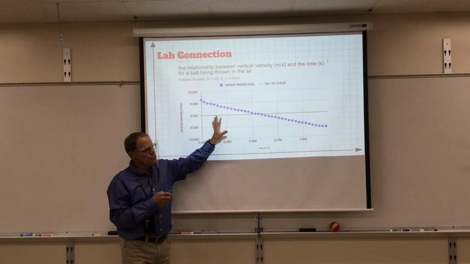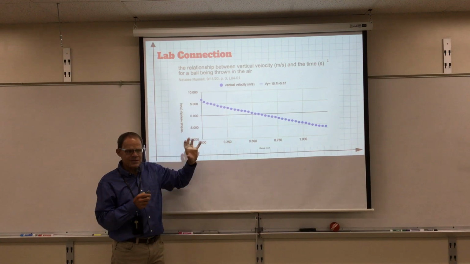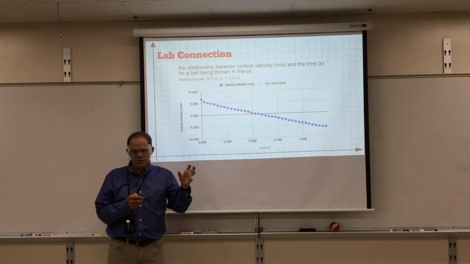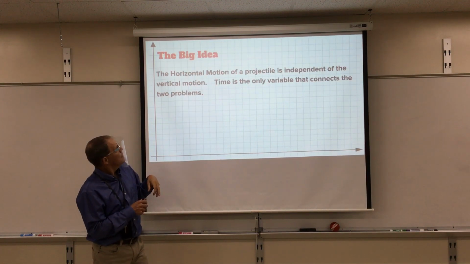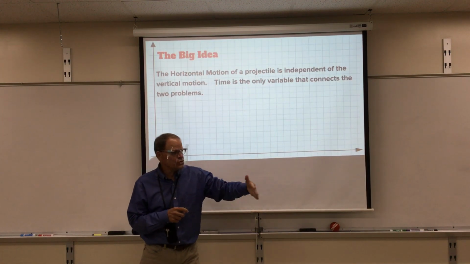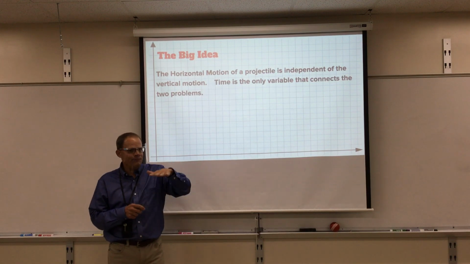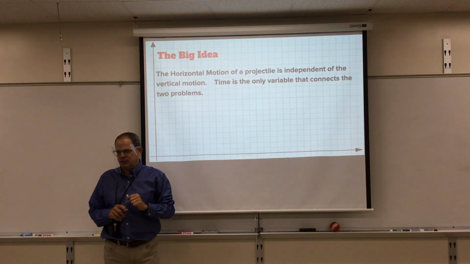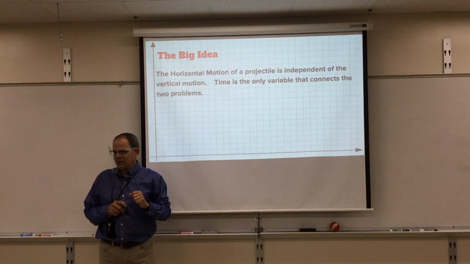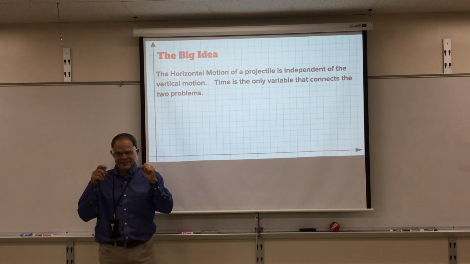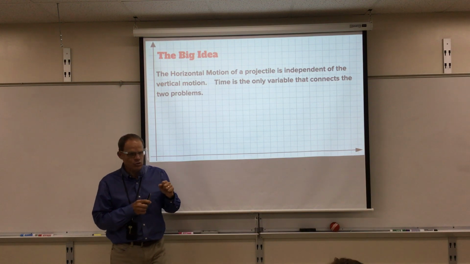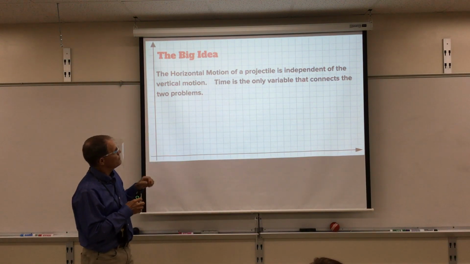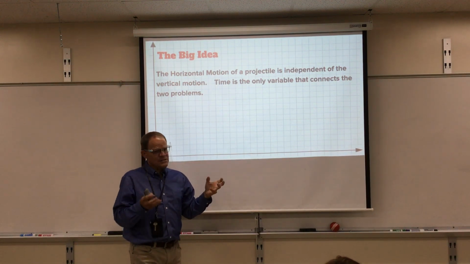So these 2 experiments that we did, plus the video, help us see the big important idea, and that is that the horizontal motion of a projectile and the vertical motion are independent. One does not affect the other. Okay? That's the big idea that we're after. That's what we're going to use to solve some problems. All right? Time connects the two, though.